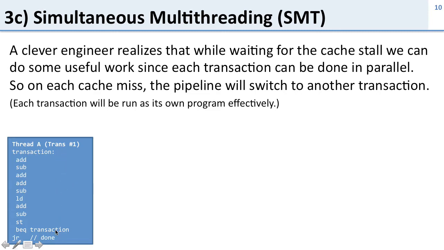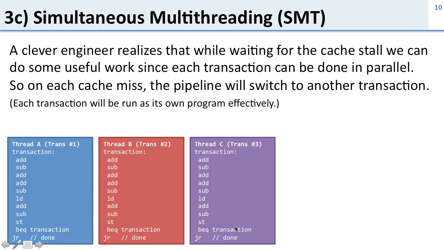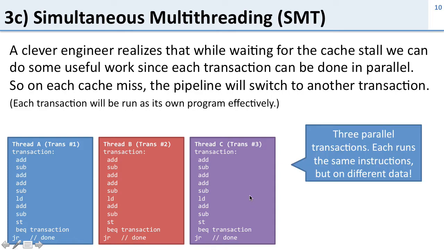So we have our first transaction that's running, and this one is going to have a cache miss. We know we're going to have to wait a long time for that, so we'll just start another transaction. This transaction will run for a while, then we'll have another cache miss, and we'll do another transaction. And the idea is that we'll change the pipeline to support having 3 transactions at the same time. Each one of these is running the same sort of code, but on different data. So we've got 3 programs we run on our pipeline at the same time.